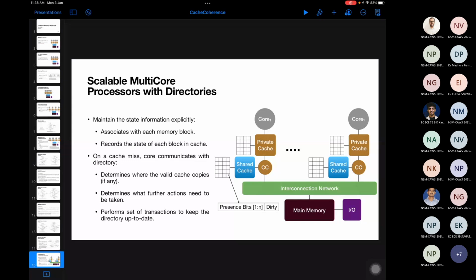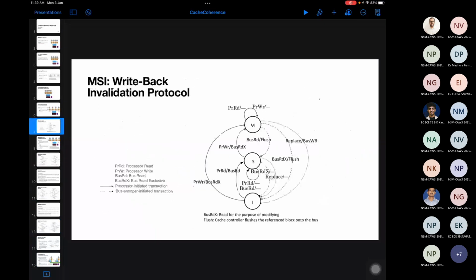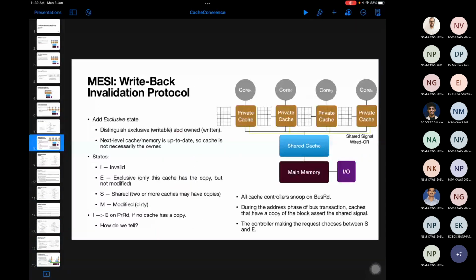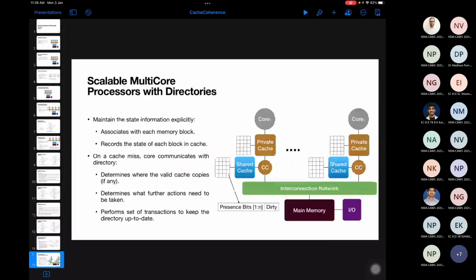That is what we consider scalable multi-core processors, where previously we had the shared cache as a monolithic one connected by a common bus to all the cores. But now the shared cache is distributed across all, right? There is a private cache for each of the cores, and part of the shared cache is with each of the cores. Now how do we maintain coherency when the shared cache is distributed across multiple cores?